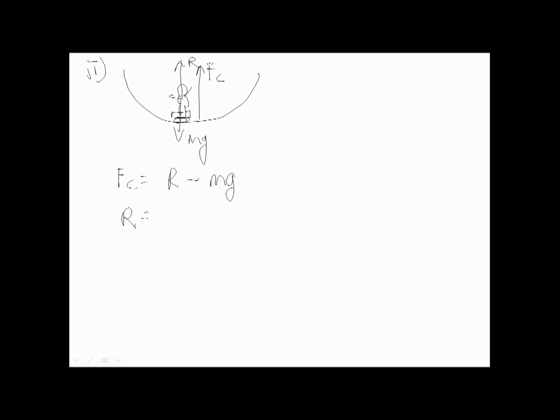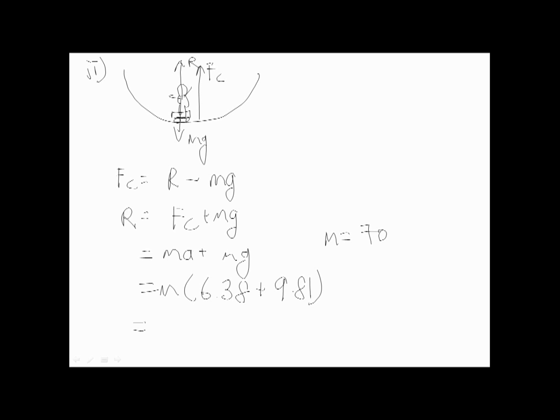So again, R will be equal to Fc plus mg. So Fc will be ma plus mg, where m, now a is given, we found it in part B1, 6.38, plus g, which is 9.81. By putting in all the parameters, where m is equal to 70 kg, you will get the answer of 1133 Newtons. That's it. So it's very simple.